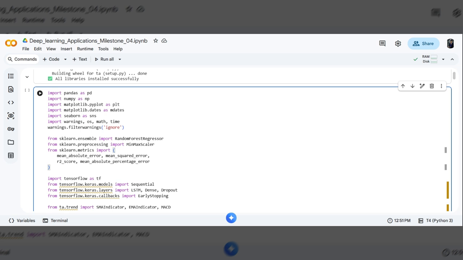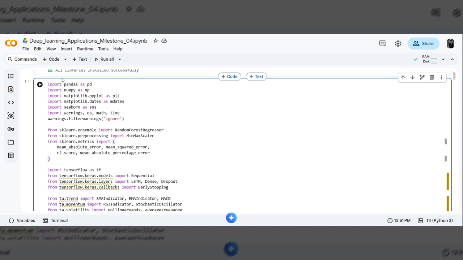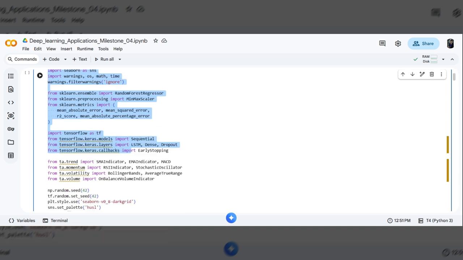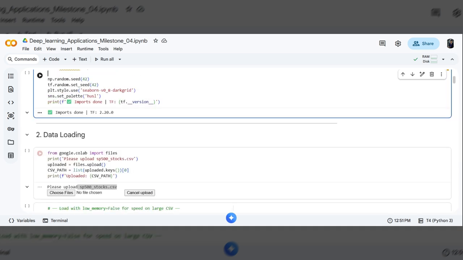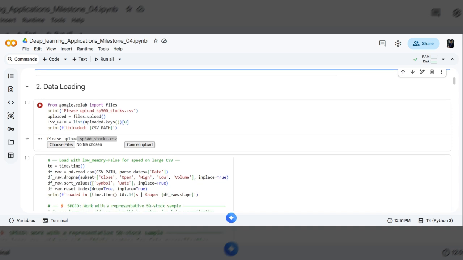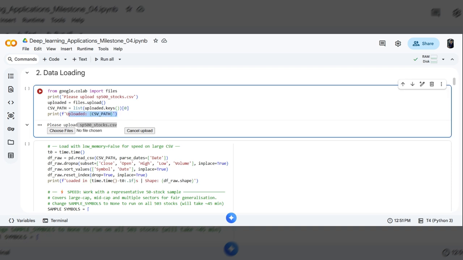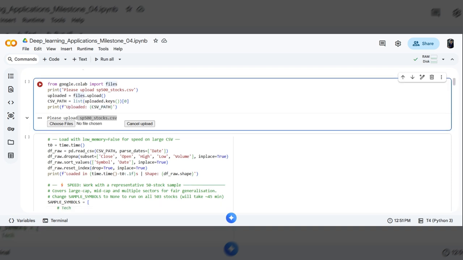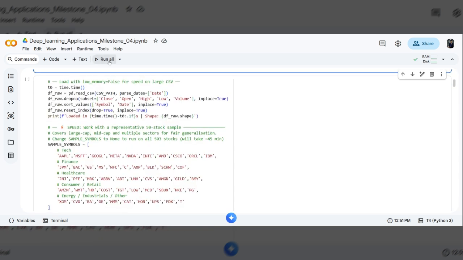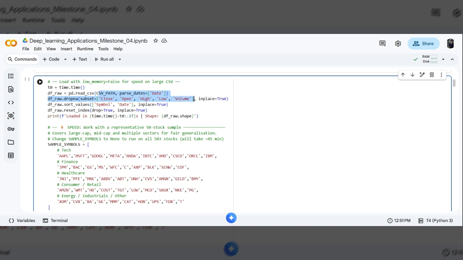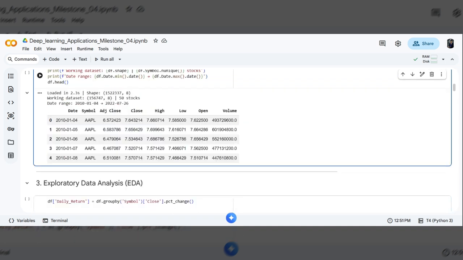I started by installing and importing libraries such as Pandas, NumPy, Matplotlib, Seaborn, Scikit-learn, and TensorFlow. The next step is data loading. I loaded data containing S&P 500 stock data. The dataset includes important features such as close, open, high, low, and volume. I also cleaned the data by removing missing values to ensure better model performance.